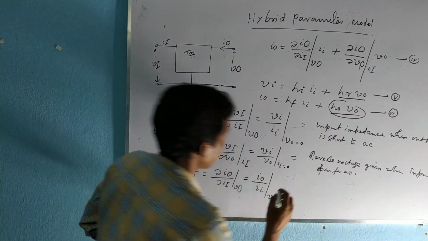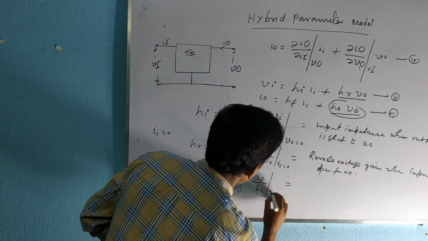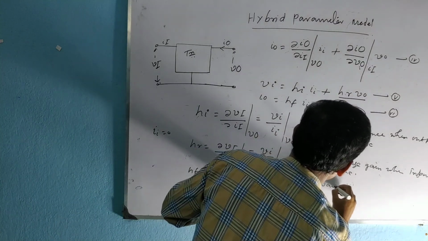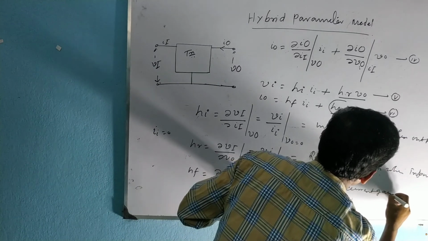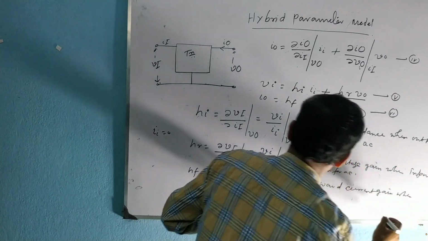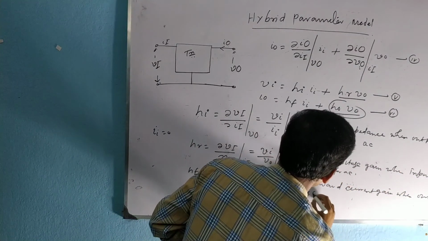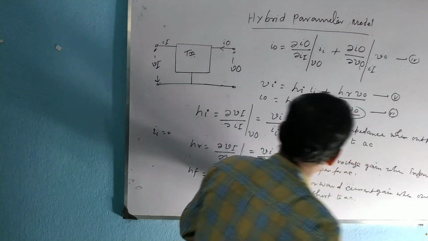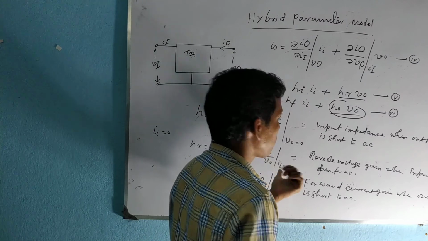So this is forward current gain when output is short to AC. When VO is equal to 0, it means output is short. When II is equal to 0, it means input is open.